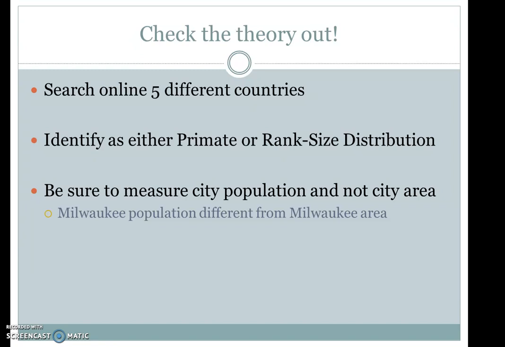Also keep in mind that this is not 100% across the world, so you may find a country that doesn't really fit. On your worksheet, it's okay to say this country does not fit either phenomenon. It does not fit primate cities, it does not fit rank size distribution because, and then just explain why it doesn't fit. Tell me how the numbers don't line up, and that's how you'll get all the points. All right? So good luck.